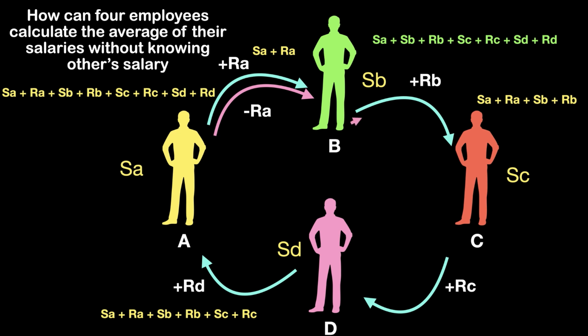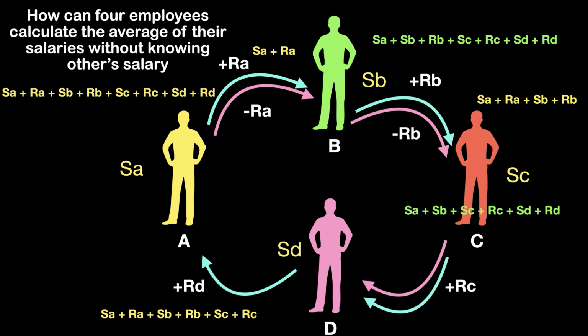In the next step, B subtracts his random amount and gives the final figure to C without showing it to A. C will receive the figure SA plus SB plus SC plus RC plus SD plus RD. In the next step, C does the same thing, that is C subtracts its random amount and gives the final figure to D without showing it to B. D will receive the figure SA plus SB plus SC plus SD plus RD.